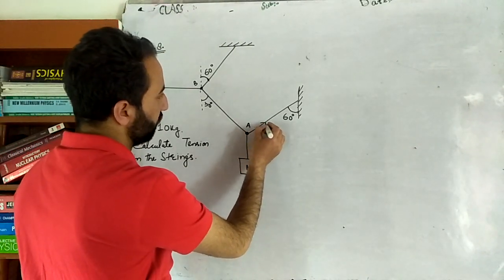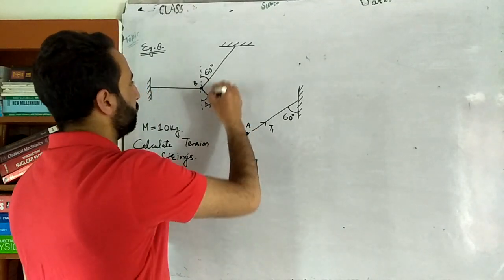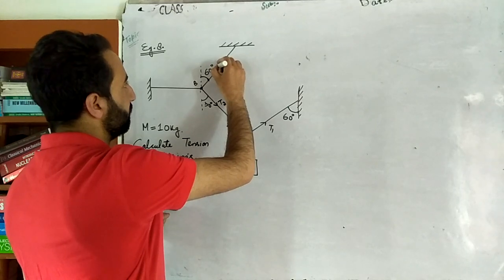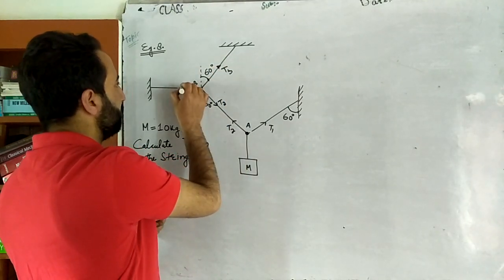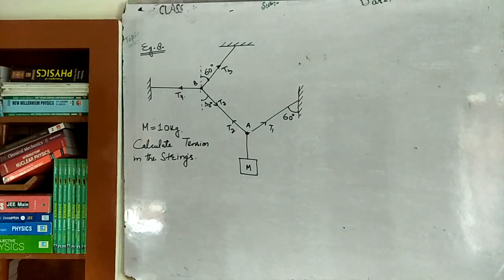Suppose the tension here is T1, and here it is T2. Then here it is obviously T2 again, because from here to here the tension will be the same. Then here suppose it is T3, and here it is T4. So you will have to calculate all the tensions in the strings. Okay, so T1, T2, T3, T4.